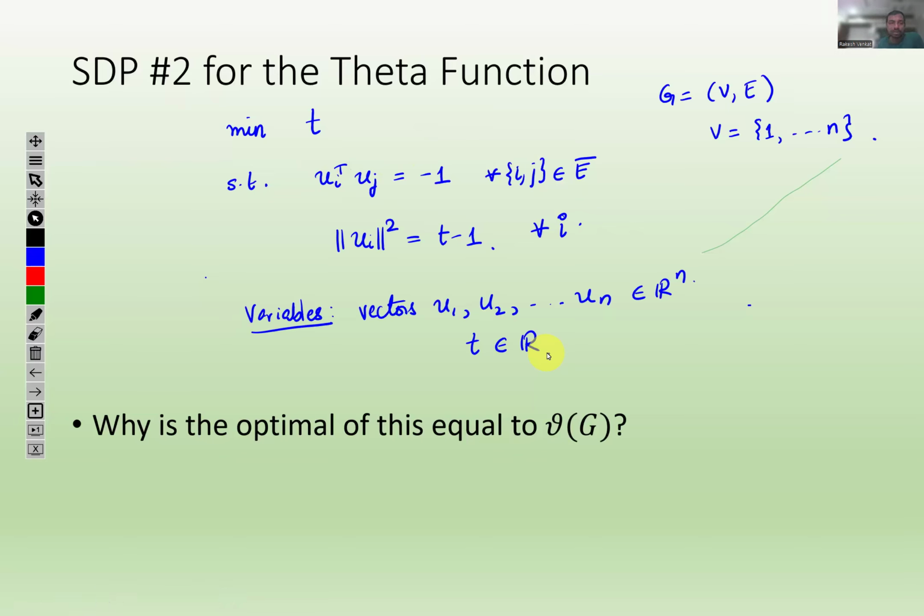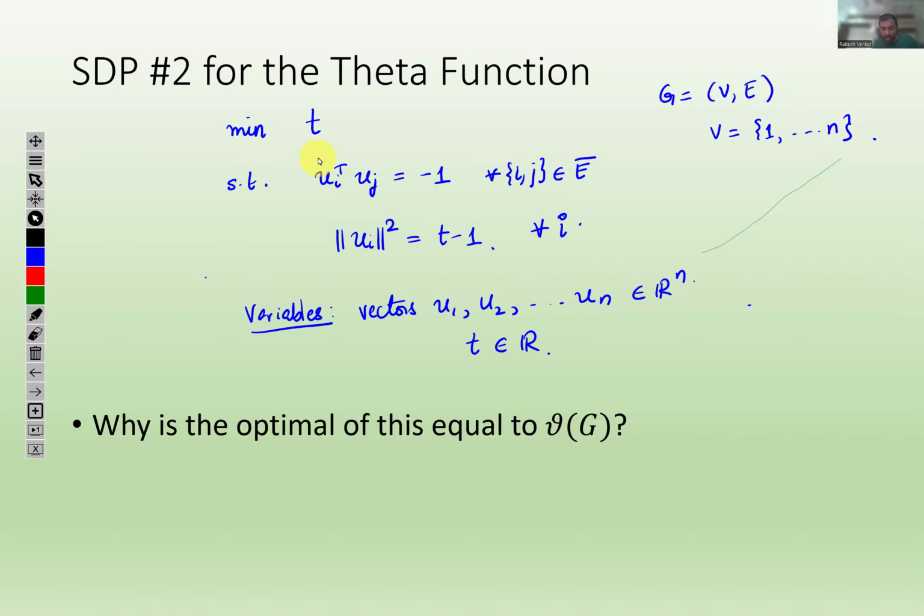And if you look at this, it seems very odd, right? First of all, in the previous, when you have an orthonormal representation for the graph G, typically the inner product between ui and uj for ij in E bar is actually equal to 0, whereas here I'm calling it equal to -1. Secondly, the ui should be unit vectors. Here the vectors have norm squared t minus 1. And thirdly, there's no mention of the handle c over here. So why is this even computing the actual theta function? We're minimizing t subject to these quantities.